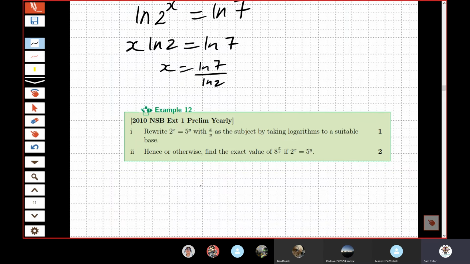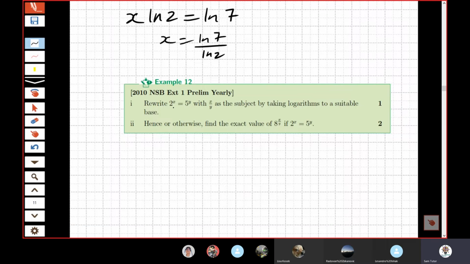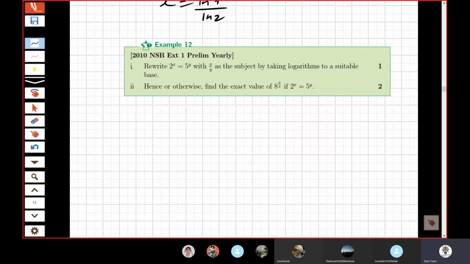Let's try this one. 2010 North Sydney Boys Extension 1 Prelim Yearly. So top 10 selective high school in the state. Their exam question from the Extension 1 exam, because it used to be part of the Extension 1 course as well. Rewrite 2 to the x equals 5 to the y with x on y as the subject by taking logs to a suitable base.